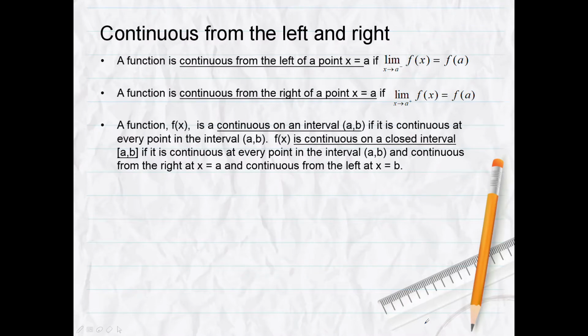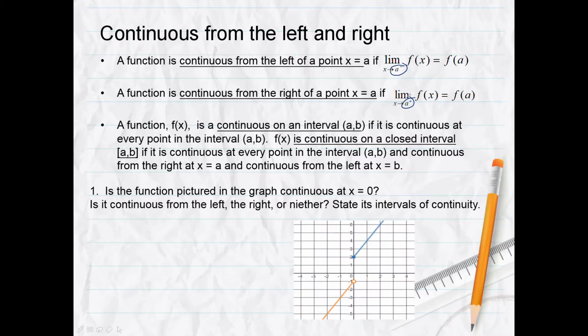All right, so we can also just talk about being continuous from the left and the right if we're only concerned with the limit from the left and the right. Okay, so if we're talking about continuity on an interval, we have to be continuous at every point inside the interval. And if it's a closed interval, we have to be continuous everywhere inside it and from the right and from the left at those endpoints.